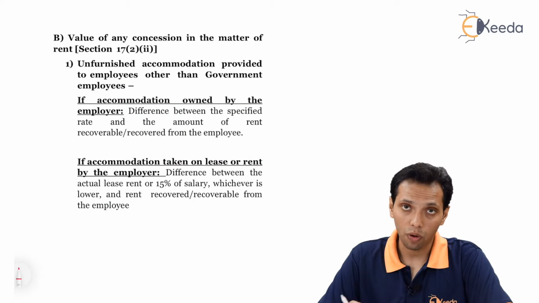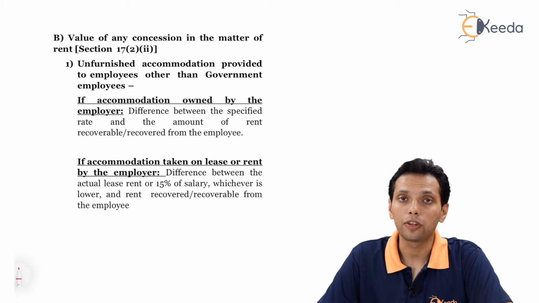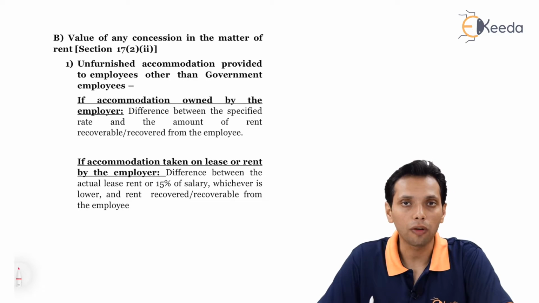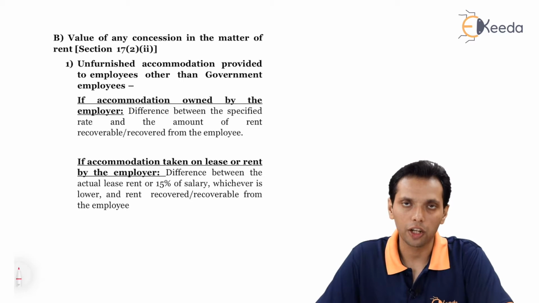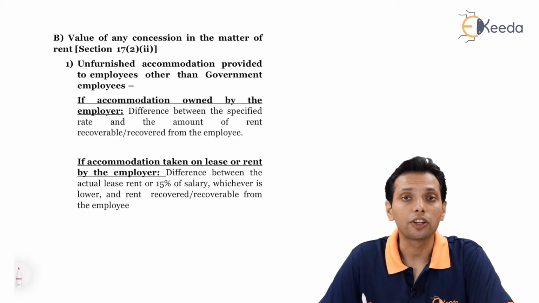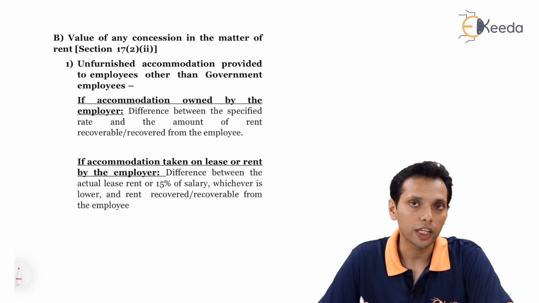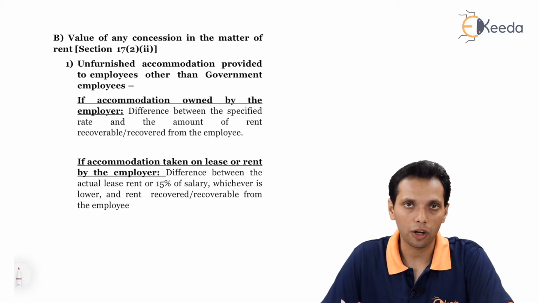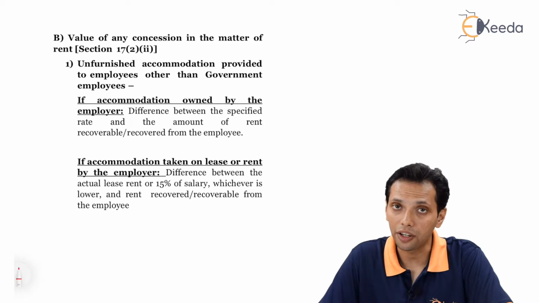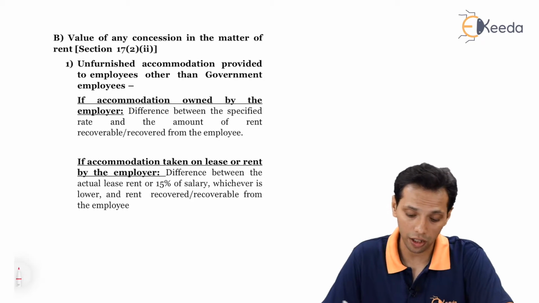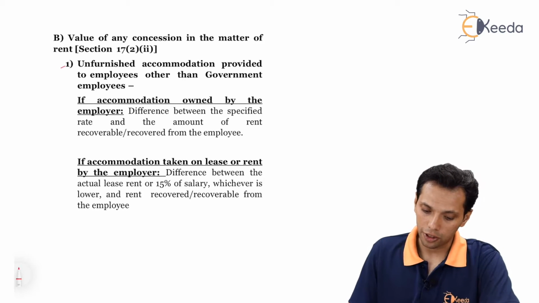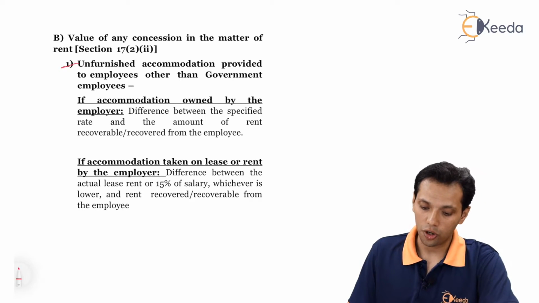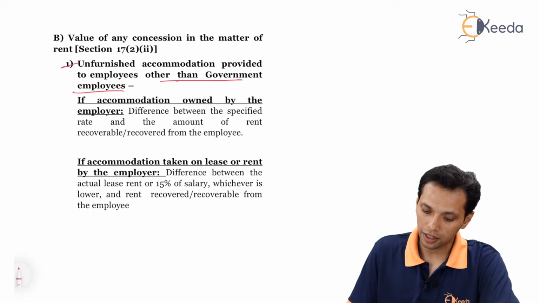Now the next point is the cases in which any amount is recovered from the employee. So we have calculated the perquisite value, and thereafter we need to deduct the amount which is recovered from the employee. In those cases, any amount recovered from the employee will be deducted from the perquisite value. So we will go case by case on the screen. First is the unfurnished accommodation provided to employees other than government employees.